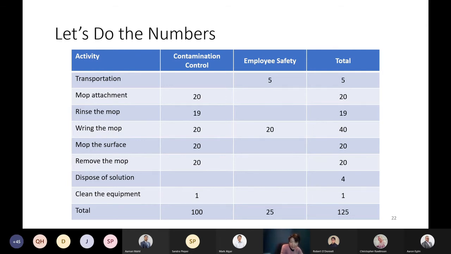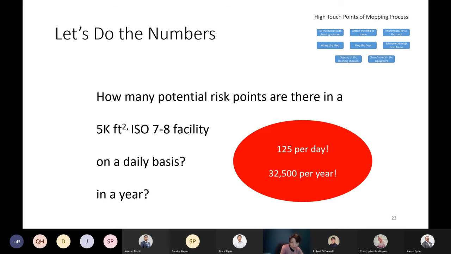So on a given day, if any operator is cleaning a 465 square meter facility, we are talking about 125 risk points, potential risk points on a day. Okay, and then if you extrapolate the data and annualize it, we're talking about 32,500 risk points on an annual basis. That is a lot. We can definitely do better to minimize those risk points.